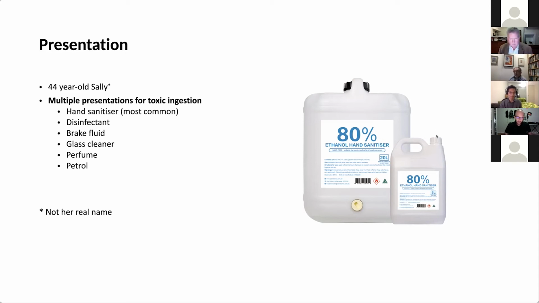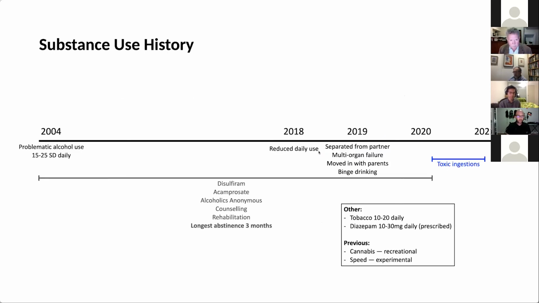So she came to see me in the outpatient addiction clinic in May 2021. And that's where this story starts. Her substance use history predominantly focuses around alcohol use. She started drinking problematically back in about 2004 when she was 27 and was drinking 2 bottles of wine, a bottle of spirits pretty much every day for over 10 years.